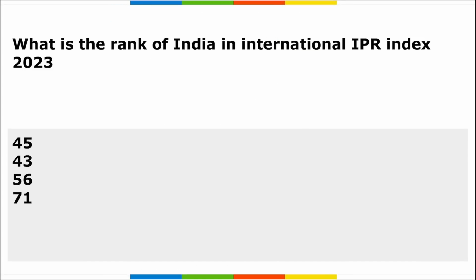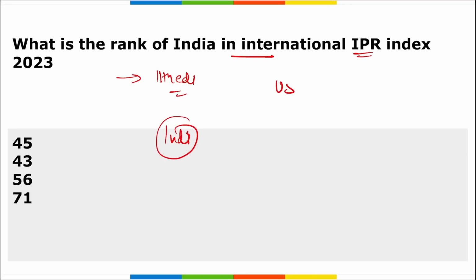Alright, moving on. Next, what is the rank of India in the International IPR Index? Tell me, what is the rank of India in the International IPR Index? What does IPR stand for? It is your intellectual property rights. So tell me, what is the rank of India in the International Intellectual Property Rights Index for 2023? And remember, this was the 11th edition of this index that was released by the United States Chamber of Commerce. So remember here, the rank of India is what? India is placed at 43 out of 55 countries.